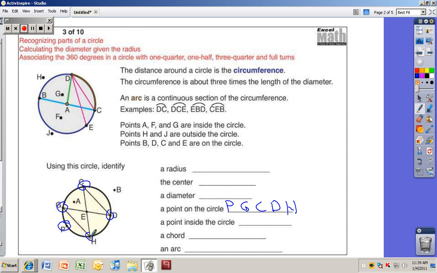A point inside the circle. 2 possible answers for that are? A and E. Good.